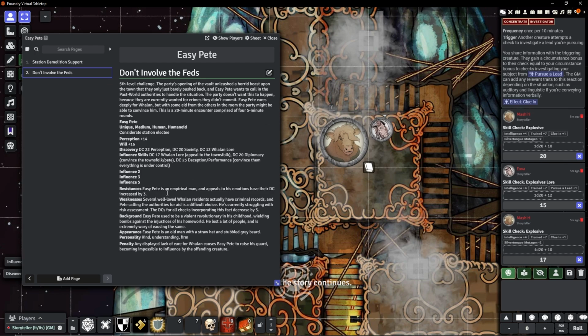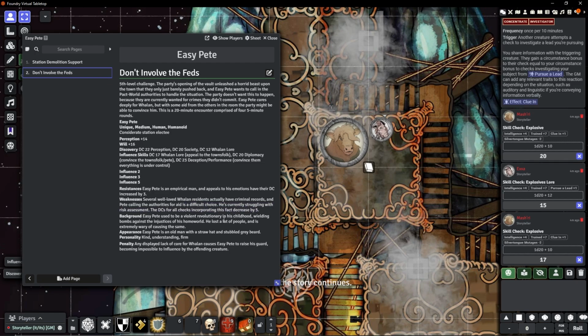The resistances have been edited in this encounter to be any appeal to his emotions has its DC increased by 3, and that's if they're appealing to his emotions rather than the other people in the room. He has weaknesses where several well-loved Wayland residents actually have criminal records, and Pete calling the authorities for aid is a difficult choice. He's currently struggling with risk assessment between these two options, and so gaining this weakness allows you to decrease the DC for all checks that incorporate this fact into them by 5, so if they bring it up when trying to convince him.